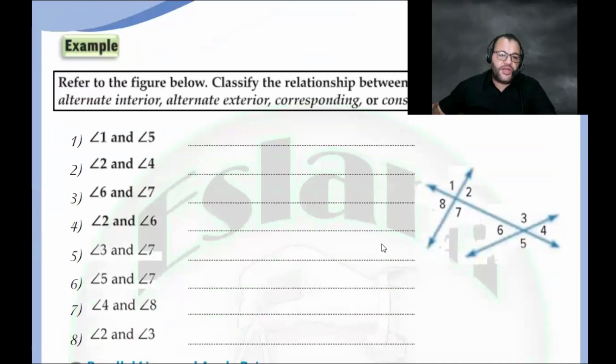Now we need to classify the relation between the angles: interior, exterior, alternate exterior, consecutive interior, or corresponding. So angle number 1 and angle number 5. What is the relation between angle 1 and angle 5? Alternate exterior. They lie on two different sides of the transversal, and both of them are exterior, so it will be alternate exterior. Angles 2 and 4? Corresponding.